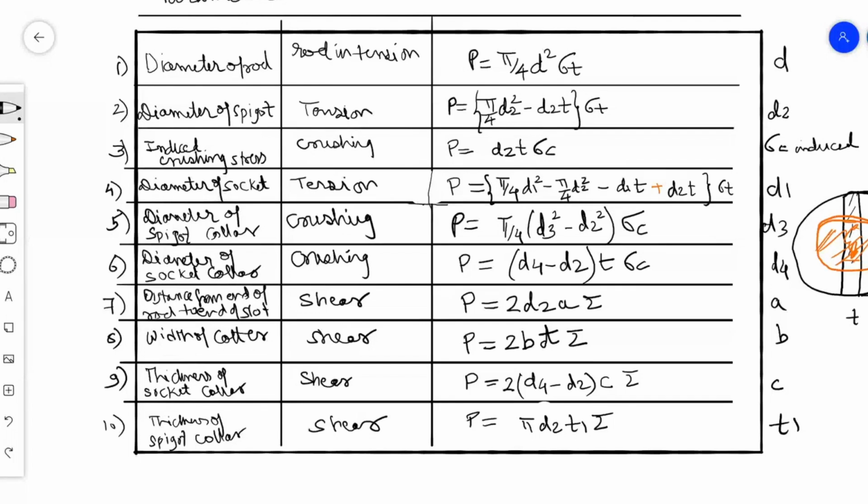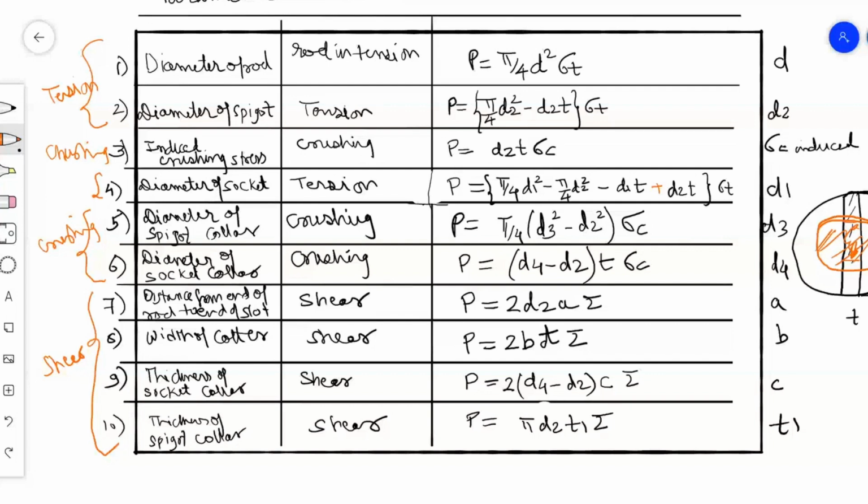Now, how to remember them. You know that the first two and the fourth one fail in tension. Then from here these two are in crushing, and the last four are in shear, and this one is in crushing, that is induced stress. So you can remember this sequence.